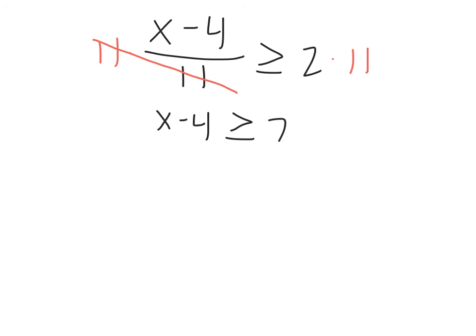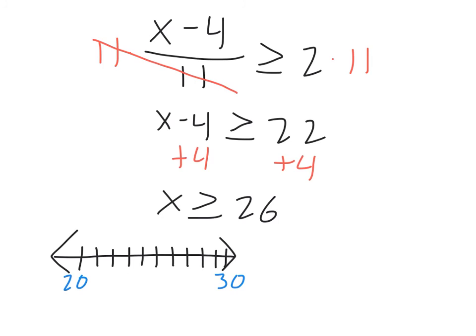Then, 2 times 11 is 22. Then we need to undo that minus 4, so we add 4 to both sides, and that will give us x is greater than or equal to 26. Then we graph it. This graph goes from 20 to 30, so we're going to have to find 26 on here, so 20, 21, 22, 23, 24, 25, 26.